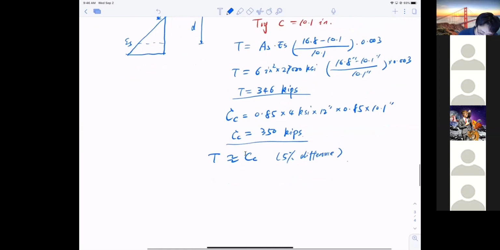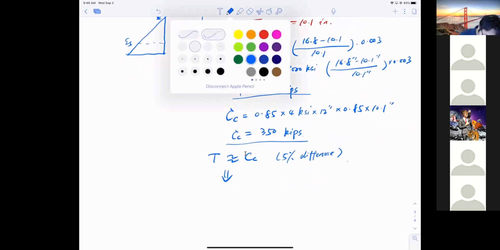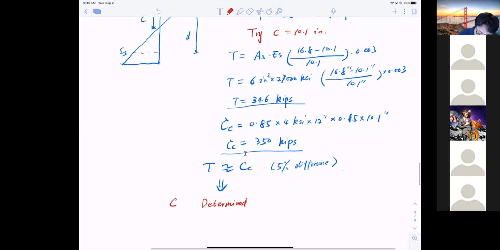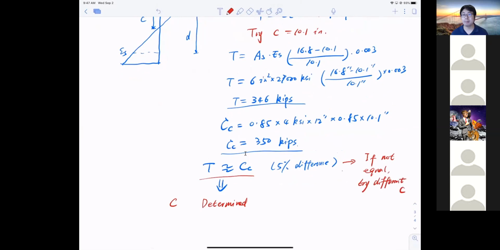Okay? So now I have determined, so let me finish the loop. So the compressive zone c is determined. If you don't get this equal, you've got to keep trying. If not, try a different c, okay? That's the iteration process. We have more details tomorrow, Thursday, in the review meeting, okay? Try a different c.